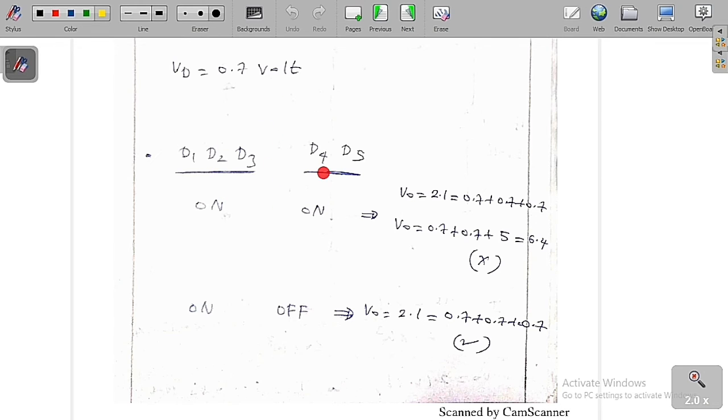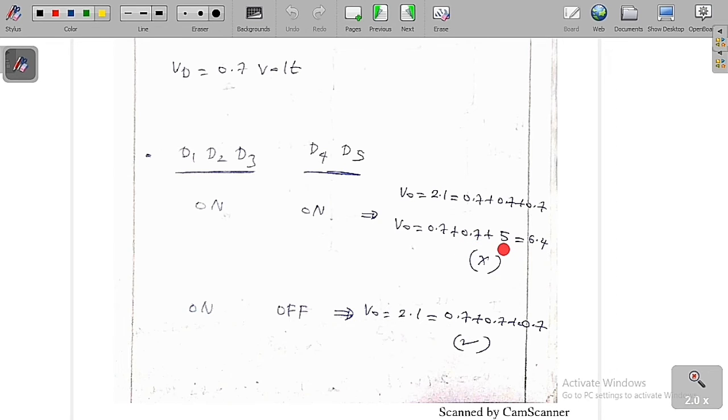Now I am going to consider two cases. D1, D2, D3 are in series, similarly D4, D5 are in series. So this is one combination and this is the other combination. Let me assume a case: both are on. If both are on, then what is the output voltage we are going to get? Because of D1, D2, D3 on, the output voltage V naught is 0.7 plus 0.7 plus 0.7, which is equal to 2.1. Whereas due to D4 and D5, if they are on, then we are going to get 0.7 plus 0.7 plus 5.